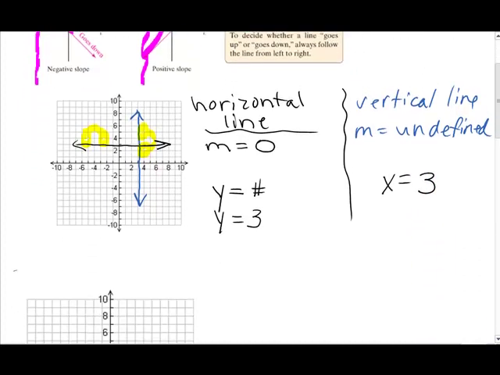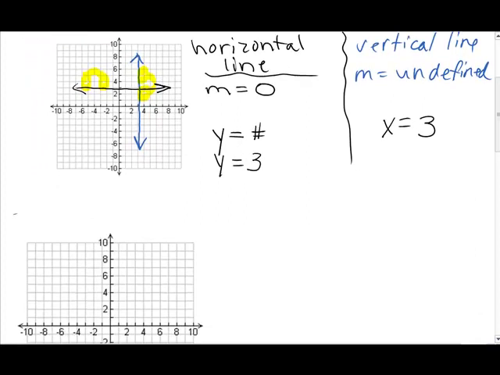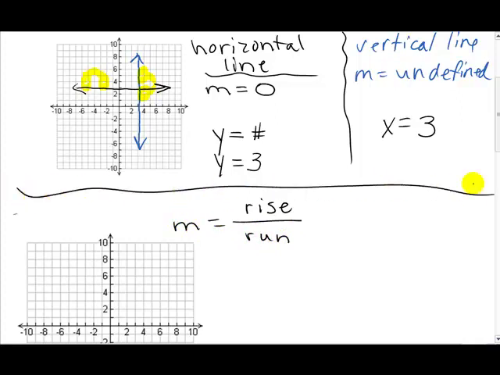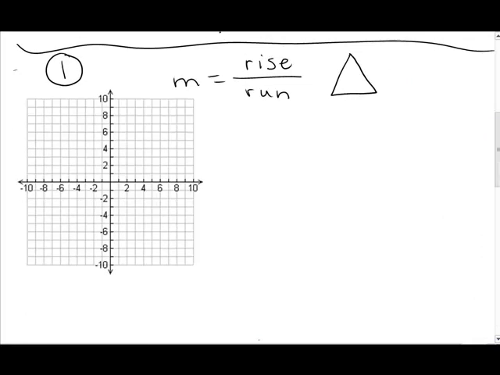Okay, so let's look at slope. Now, something you may remember about slope is what we call rise over run. This is the first way we're going to talk about how we find slope, with rise over run, and it's when we're looking at a picture of a triangle. We're going to create a triangle and use this rise over run.